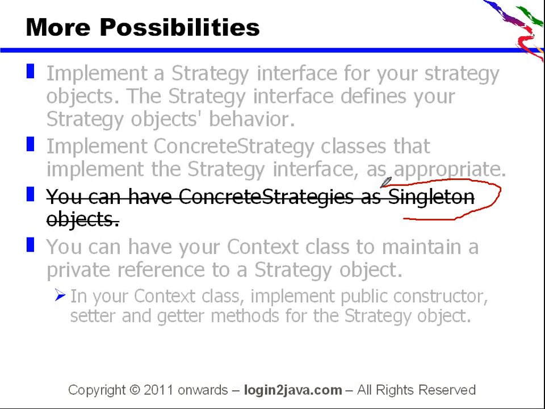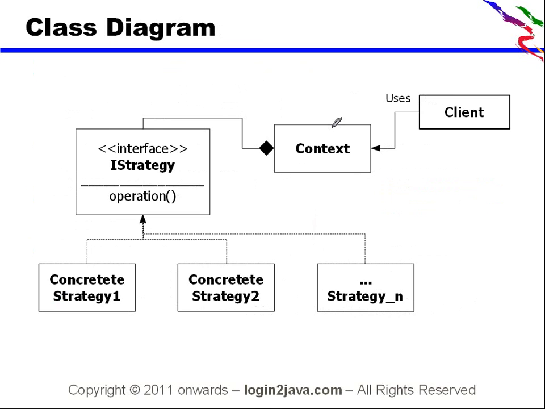So this is the class diagram where the client is using context. Context is having a strategy object within the context. And strategy object is basically the implementation of concrete strategy. An additional operation required here is setStrategy in the context. You can change the strategy dynamically within your application for the same context.